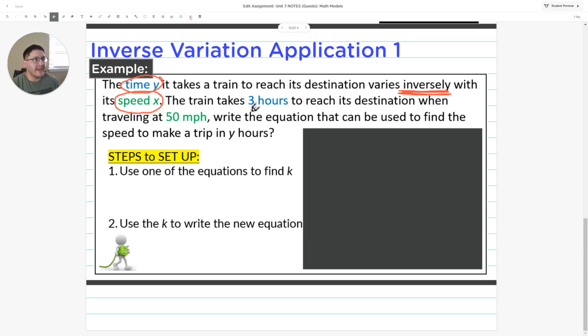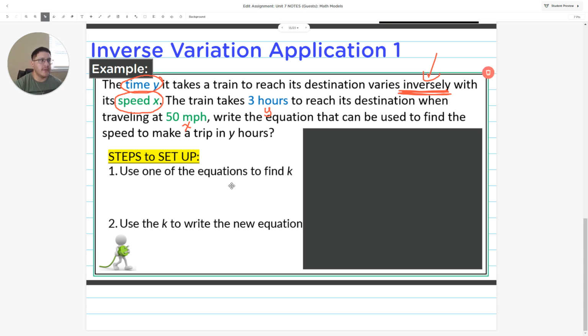The train takes 3 hours. 3 hours is associated with time. So this is a y value. To reach the destination when traveling at 50 miles per hour. Miles per hour is a speed. Therefore, this is an x value. Now, using this information and the fact that this varies inversely, we're going to write an equation that can be used to find the speed to make the trip in y hours.